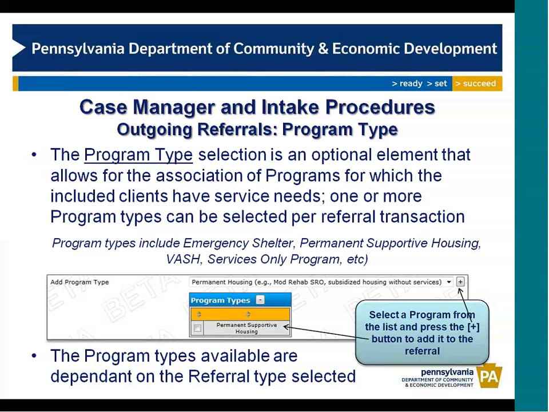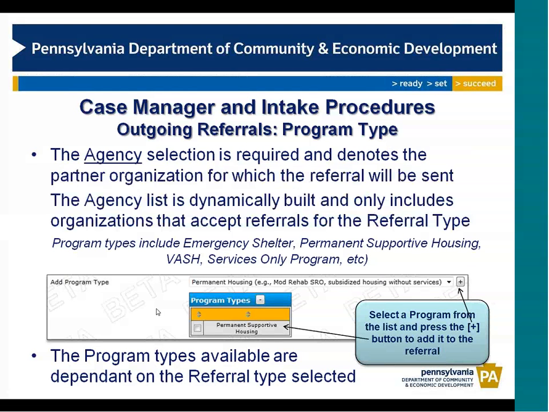To add it, it's a simple little drop-down. You pick all the drop-downs, you hit the plus button, and it gets added to this grid here. If you accidentally add one and you want to remove it, you check this box, hit the minus sign, and that's how you remove them. So it's a pretty easy process of adding and removing those program types.